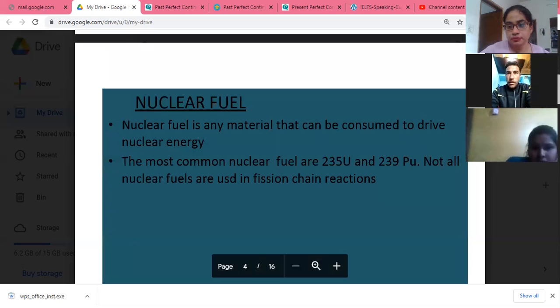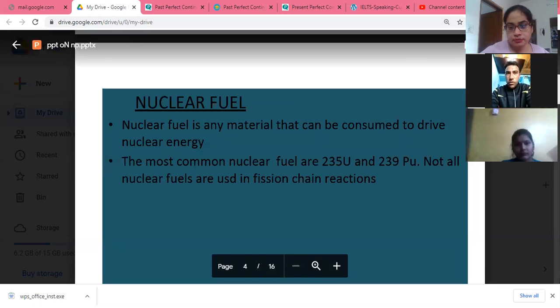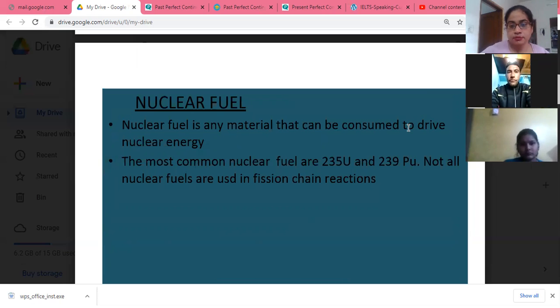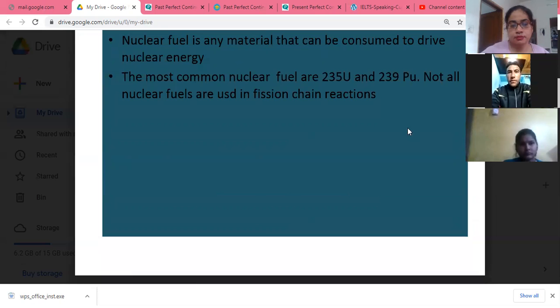Nuclear fuel is any material that can be consumed to drive nuclear energy. The most common type of nuclear fuel is fissile elements that can be made to undergo nuclear fission chain reactions in the nuclear reactor. The next topic, nuclear fission.